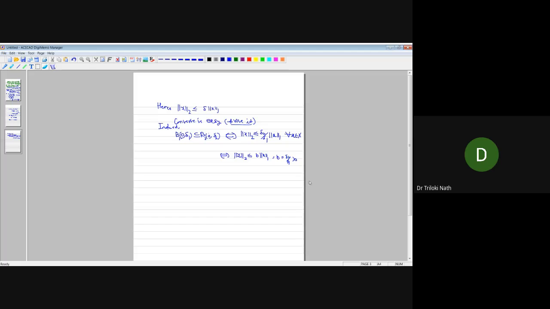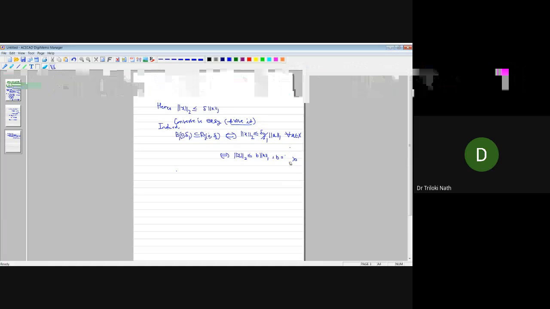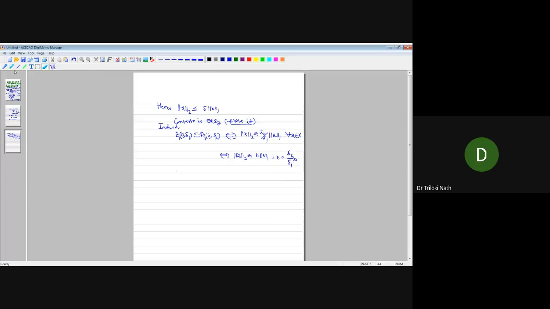So now you see this delta 2 by delta 1, which is of course bigger than 0. The reverse part also holds. So I think you may have a problem here. So this is not a problem.